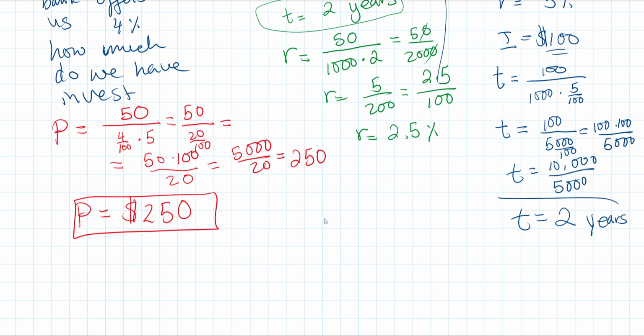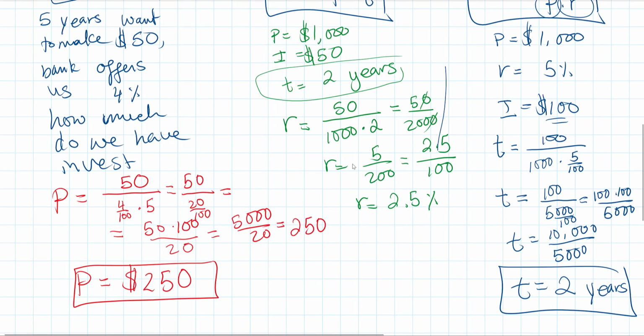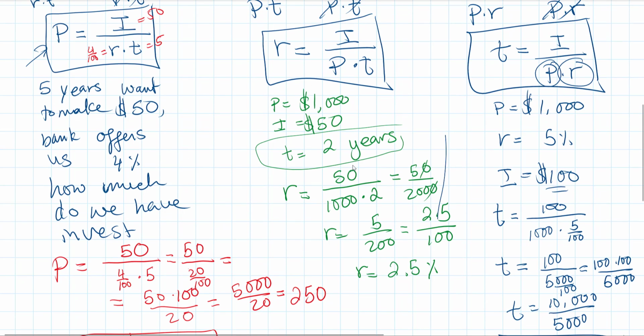We will have to wait 2 years in order to make $100 at this wonderful rate that the bank is giving us at this time. So this was a quick review of the simple interest formula and how it can be used. Again, it's an example of a literal equation.